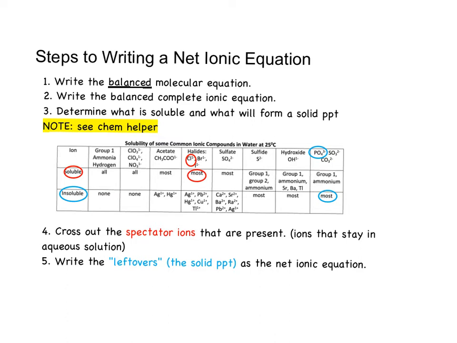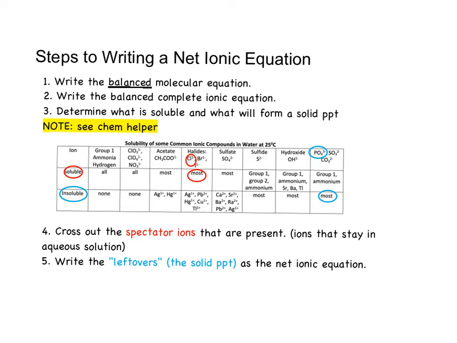If you don't have your chem helper handy, realize that there is an electronic copy of it. I think it's in the gas law unit at the top of the module. There's an electronic copy of it. But you want to be looking at this chart right here.